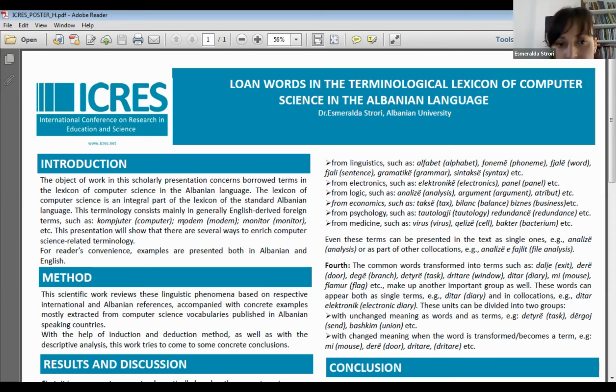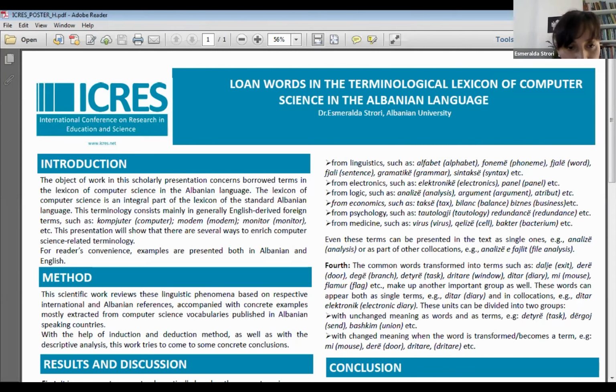This terminology consists mainly of generally English-derived foreign terms such as computer, modem, monitor, etc. This presentation will show that there are several ways to enrich computer science related terminology. For readers' convenience, examples are presented both in Albanian and English.